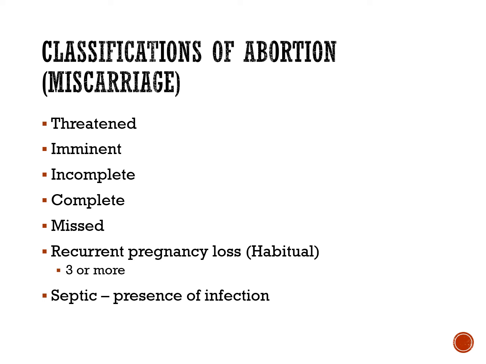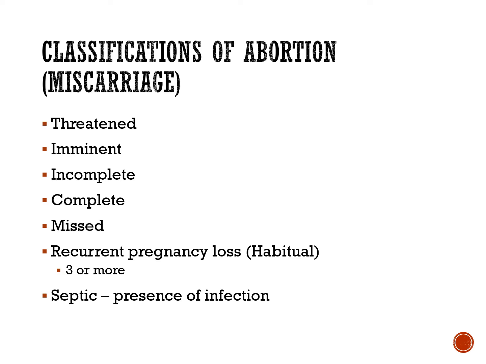Recurrent pregnancy loss or habitual miscarriages are when you've had 3 or more pregnancies that have resulted in a miscarriage. Septic is when that pregnancy itself has become infectious. Sometimes maybe the water broke, maybe the pregnancy has an IUD in place. Maybe the woman had a miscarriage, or not had a miscarriage, but had an elective abortion, but still there's parts of the products of conception there, and now she has an infection.